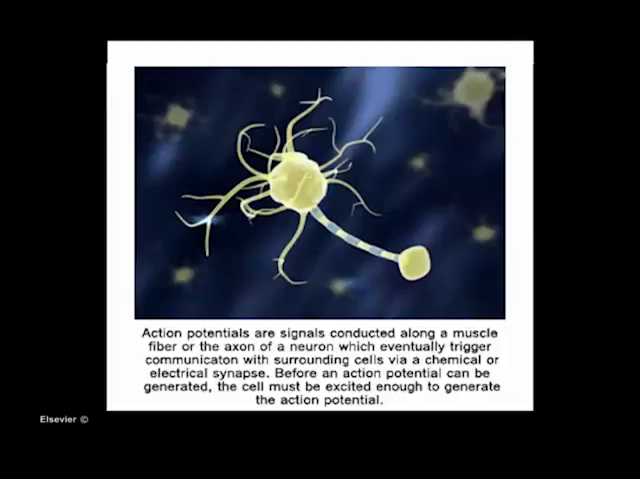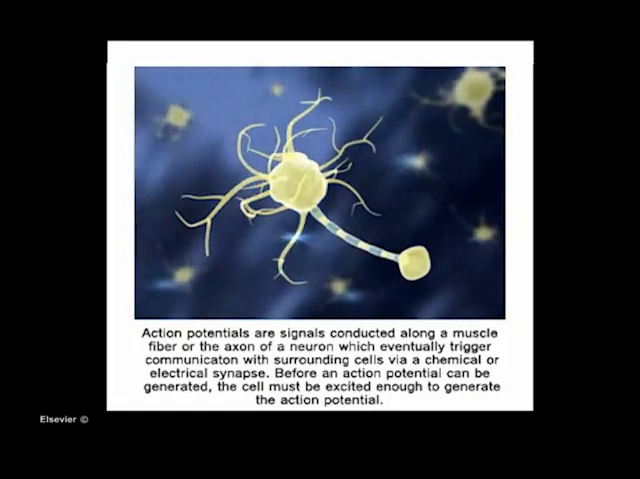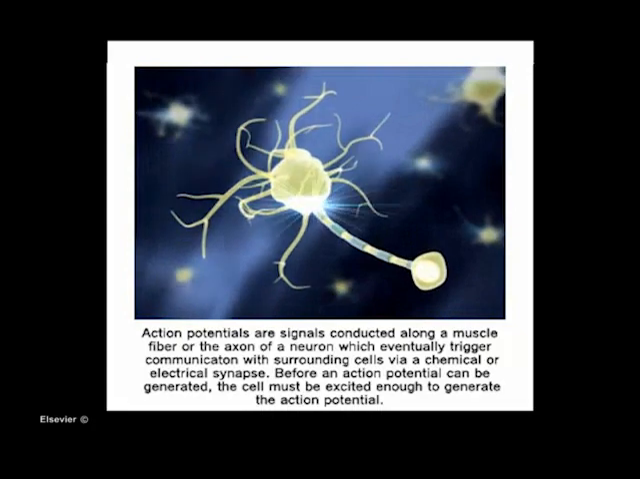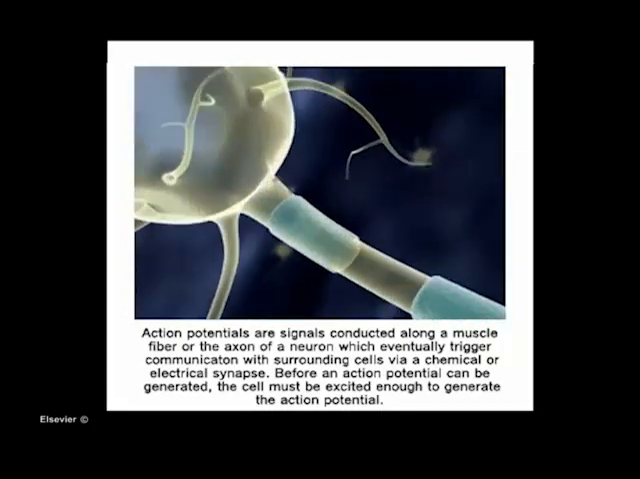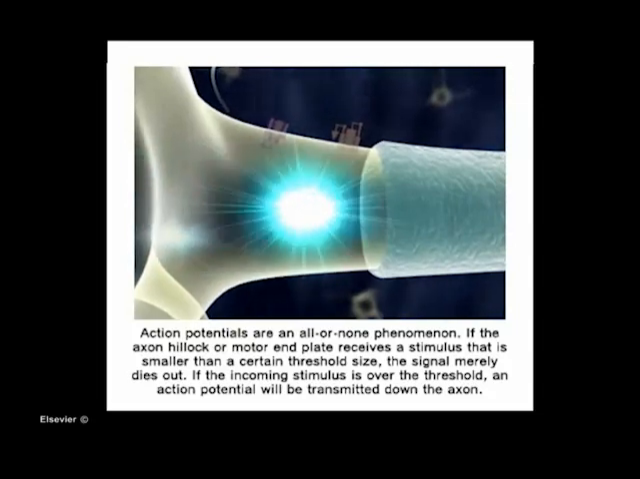Action potentials are signals which trigger communication with surrounding cells. Before an action potential can be generated, the motor end plate or axon hillock must be excited. Action potentials are an all or none phenomenon, so if a stimulus is smaller than a certain threshold size, the signal merely dies out. If the stimulus is over the threshold, an action potential is generated.